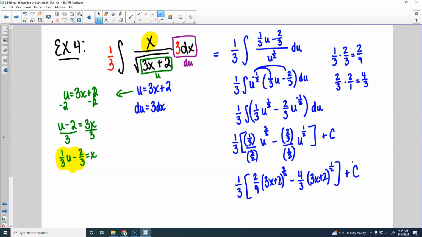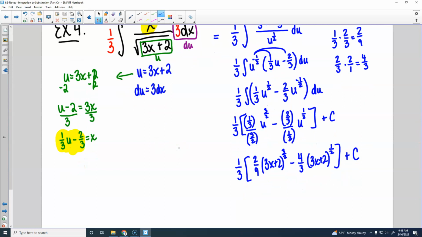You might see them distribute that 1/3 back out. You might even see them factor some more stuff out, like they could factor out a 3x plus 2 to the 1/2. That's possible. There's a lot of different ways they could give you that answer. Okay, questions?